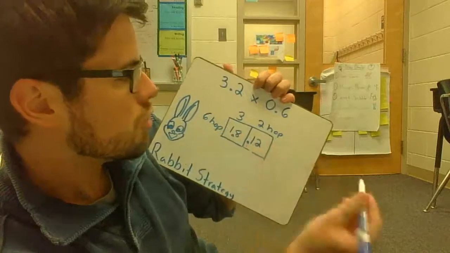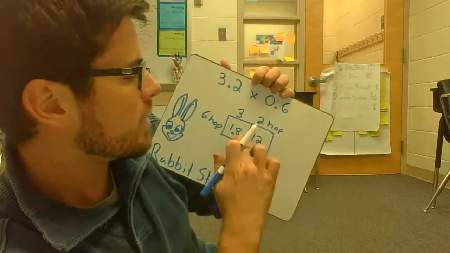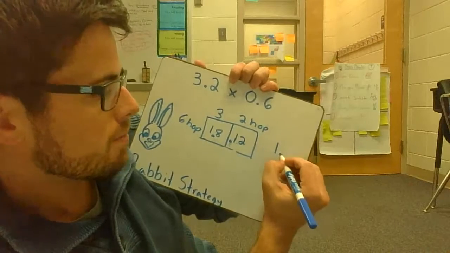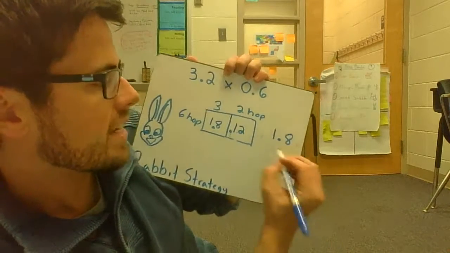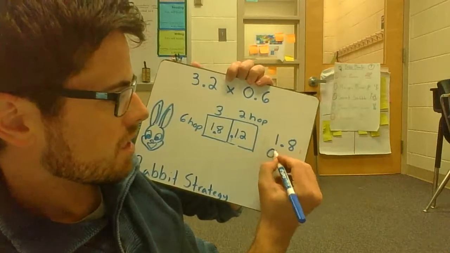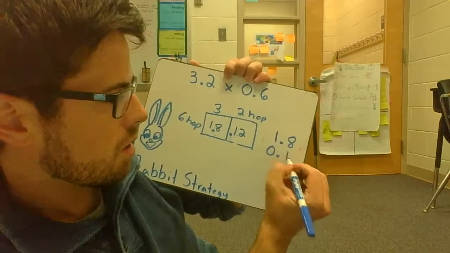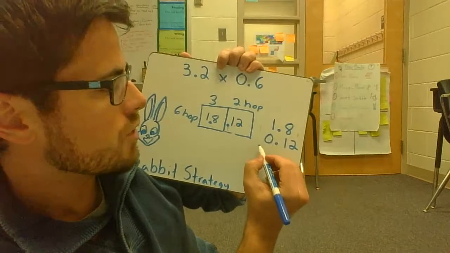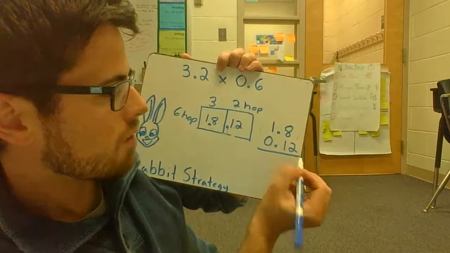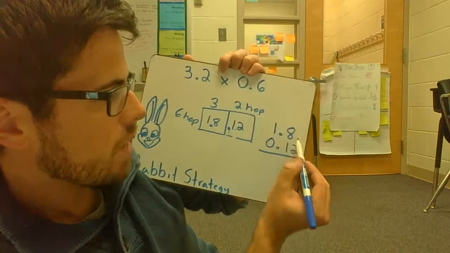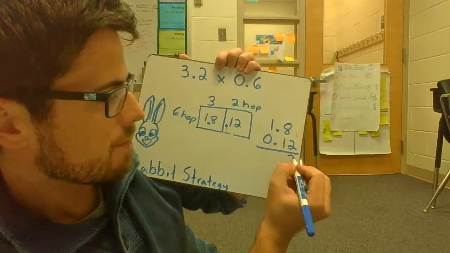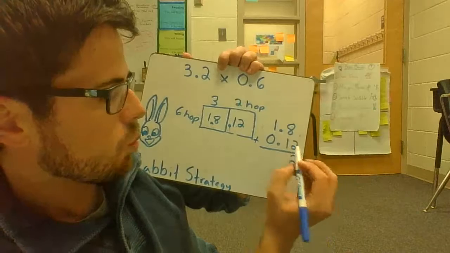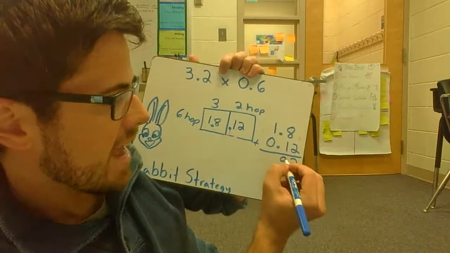All right, so just like with the box strategy method, we take our products and we're going to add them up. So we have 1.8, or 1 and 8 tenths, plus our 0.12, or 12 hundredths. All right, we have nothing in our hundreds column except for 2. We add those together. 8 plus 1/10 is 9/10.